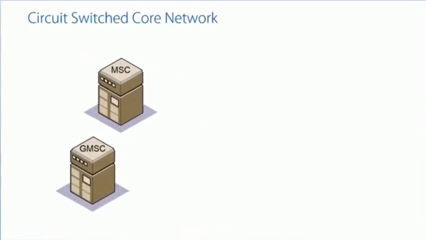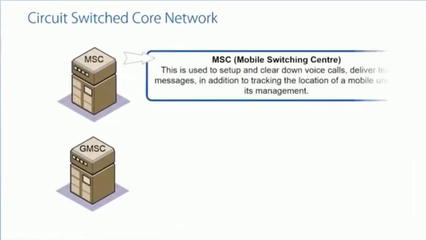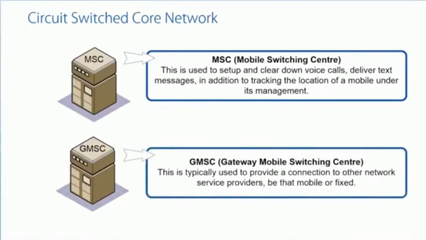In the core network to do with circuit switch, we have MSCs, mobile switching centers. These are all about making and receiving calls, managing text messaging, but also they keep information about where the mobile is currently located. There is also a gateway MSC, and the gateway MSC is all about interconnecting to other service providers. So this might be fixed operators, mobile operators, etc.